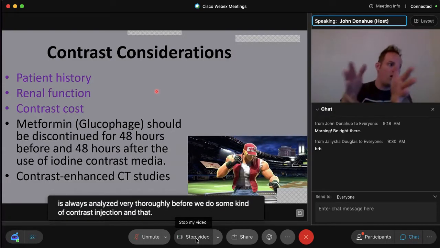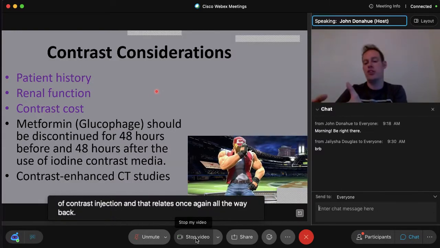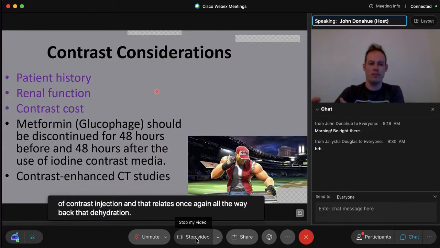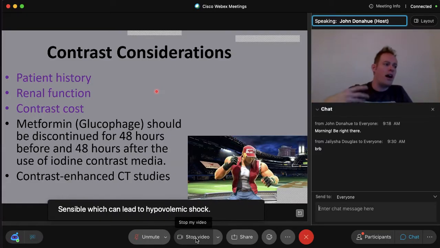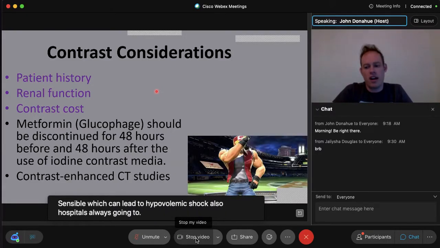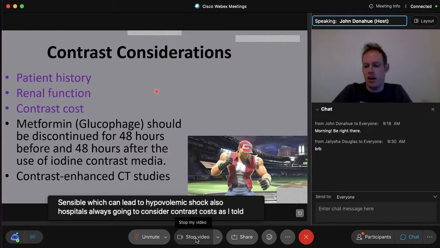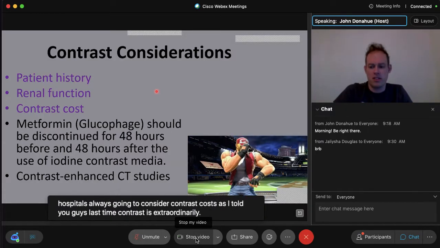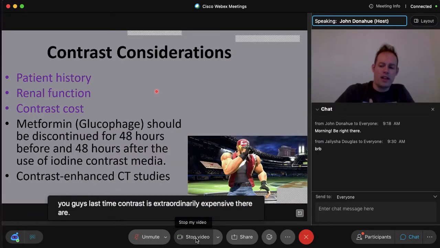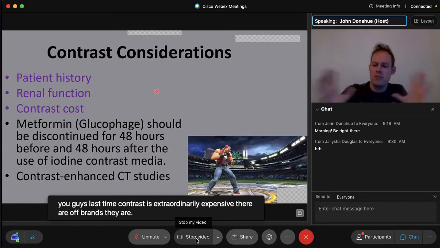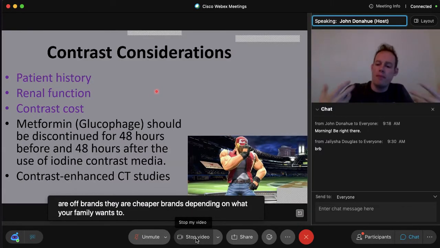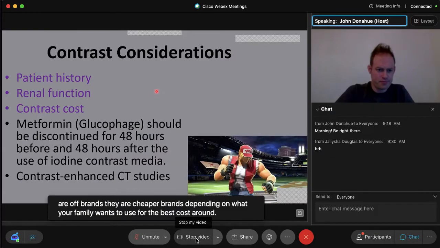And that relates, once again, all the way back to that dehydration principle, which can lead to hypovolemic shock. Also, a hospital is always going to consider contrast costs. As I told you guys last time, contrast is extraordinarily expensive. There are off-brands, there are cheaper brands. Depending on what your facility wants to use, they're going to go for the best cost overall.